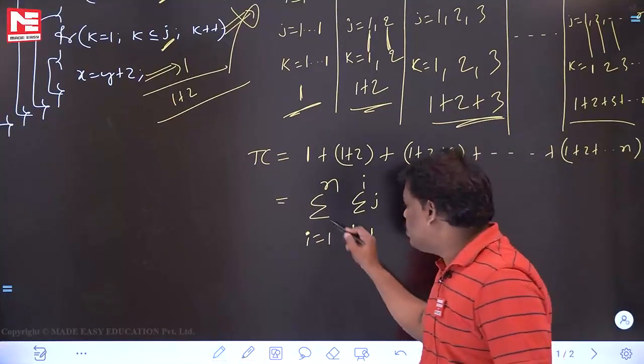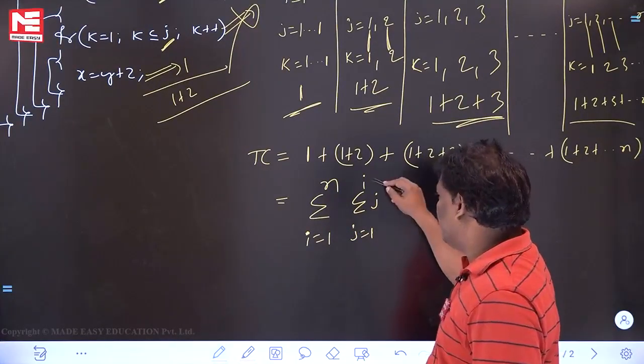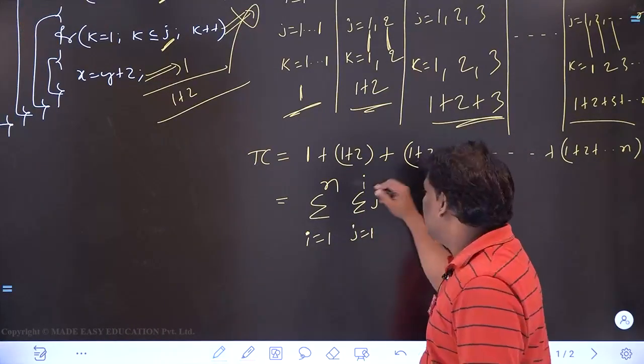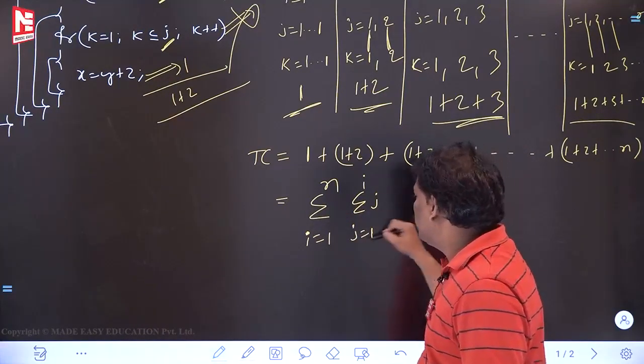Suppose, can you help me? I is equal to 10. What is this? J loop is 1 to 10, so the sum of 10 natural numbers will come. If I is equal to 1, sum of 1 natural number. I is equal to 2, sum of 2 natural numbers.